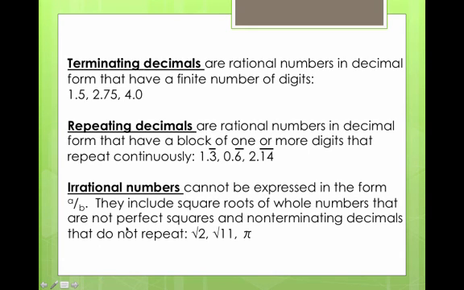Irrational numbers, though, cannot be expressed in the form a over b. So these include square roots of whole numbers that are not perfect squares. Remember, we looked at like the square root of 12, and non-terminating decimals that do not repeat. Square root of 2, square root of 11, pi is another really good example of an irrational number.